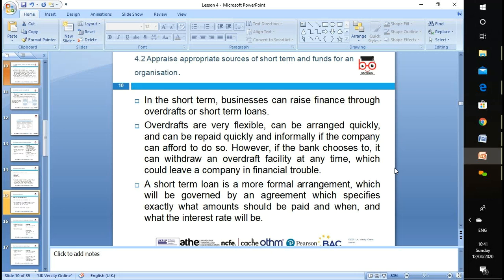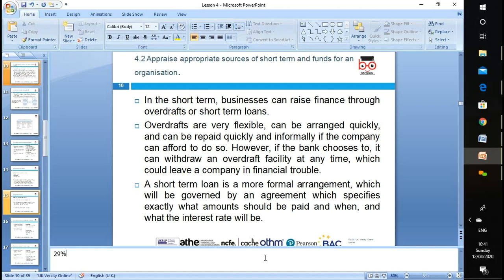Overdrafts are very flexible and can be arranged quickly and can be repaid quickly, if the company can afford to do so. So we need to look around. However, the banks can choose to withdraw an overdraft facility at any time, but normally the bank will review it at least quarterly, and they should inform you before. But guys, be careful. In the UK now, on some overdrafts the interest rate is 29% as well.